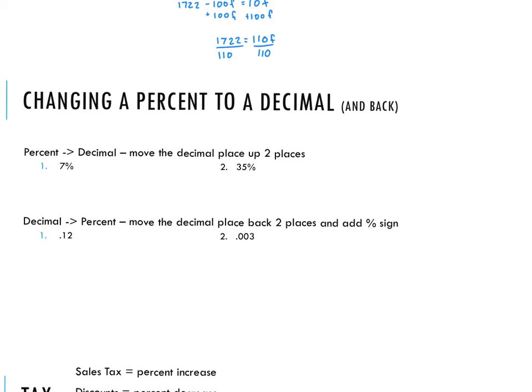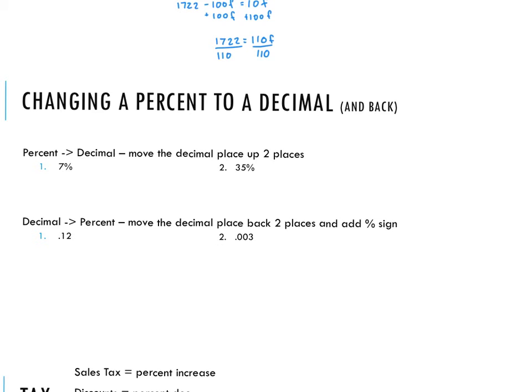When you're going from a percent to a decimal, you are moving the decimal place 2 places up. So if here's my decimal place, I'm going to move it up 2 places. So the decimal version of this would be 0.07. Same thing over here with this one. Here's my decimal place. I'm going to move it up 2 places. And so my decimal of 35% would be 0.35.